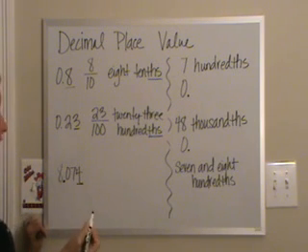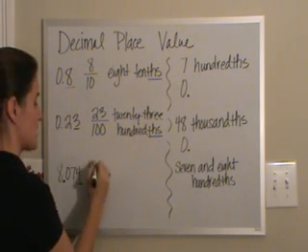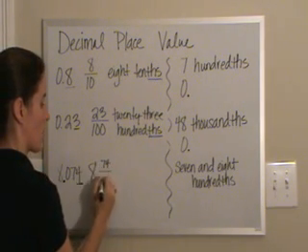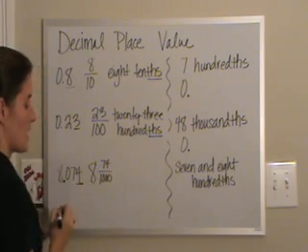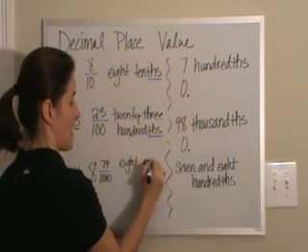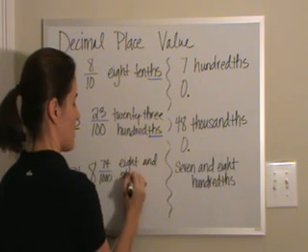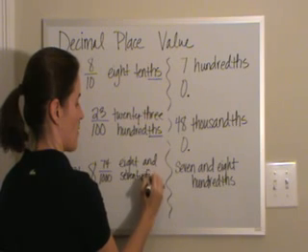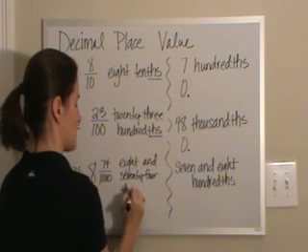Written as a fraction would actually be a mixed number. It would be 8 and 74 thousandths. And then to write that out, it would be 8 and 74 thousandths.